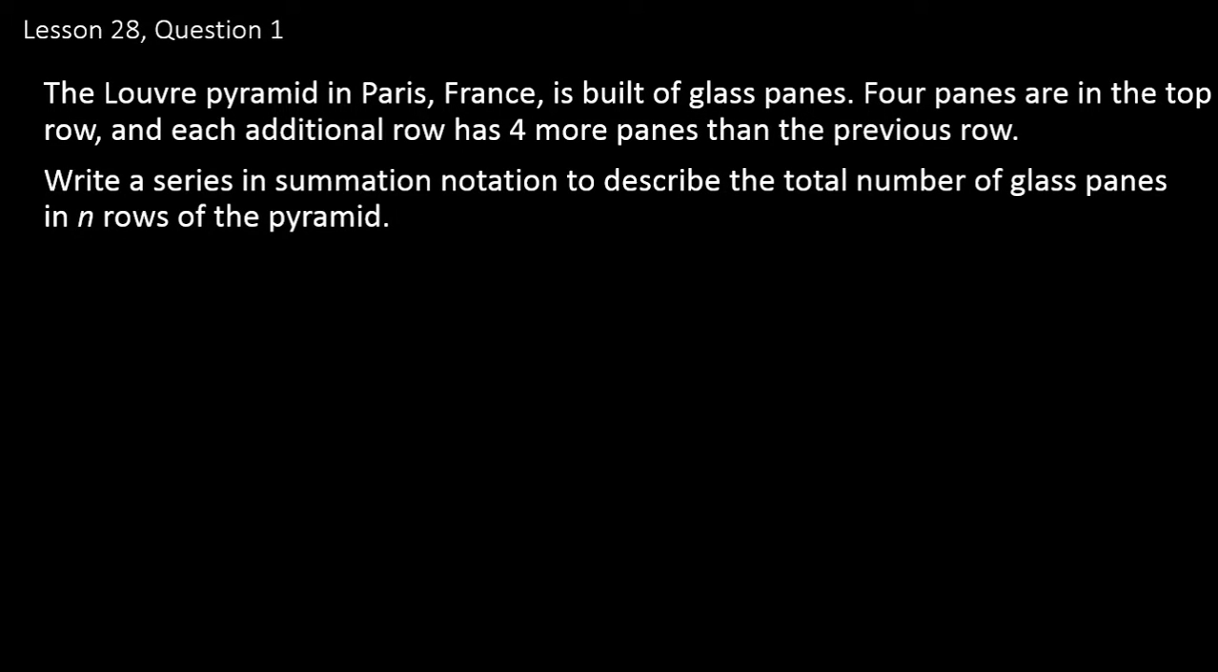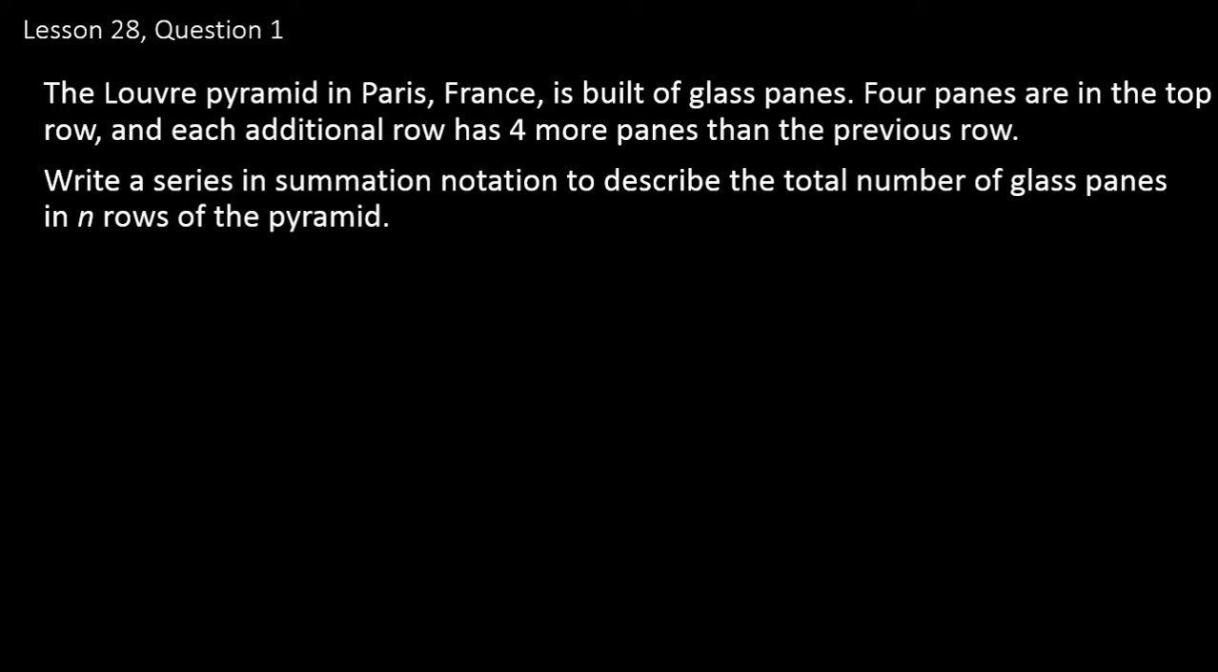Let's talk about Project 6, Lesson 28. The Louvre Pyramid in Paris, France is built of glass panes. 4 panes are in the top row, and each additional row has 4 more panes than the previous row. Write a series in summation notation to describe the total number of glass panes in n rows of the pyramid.